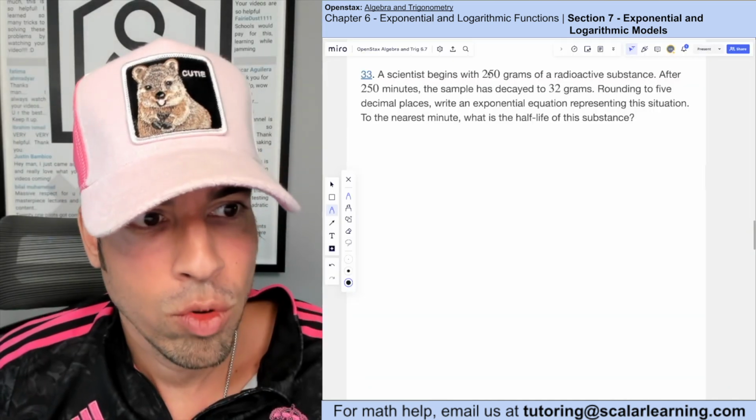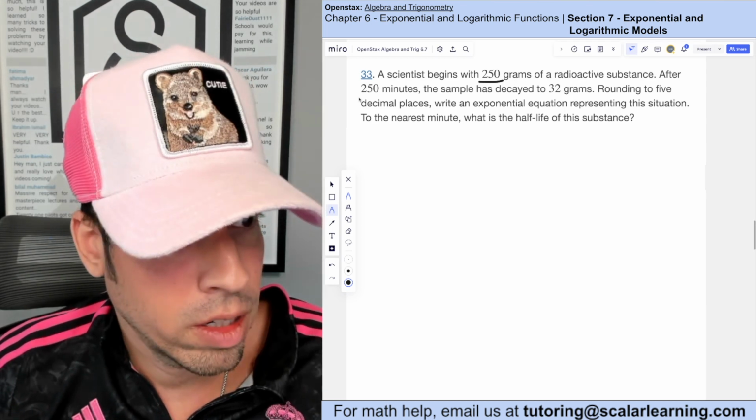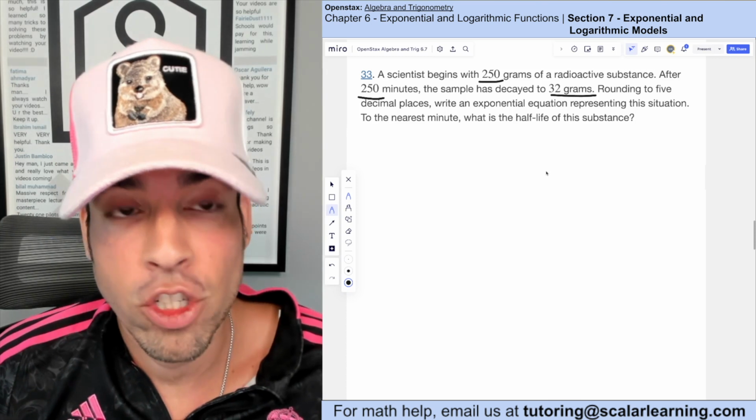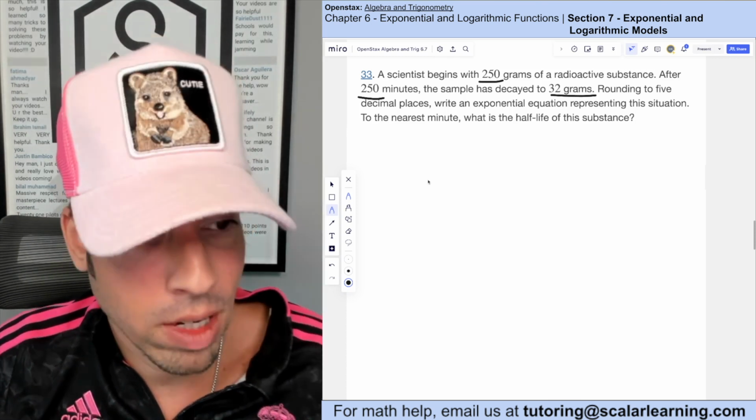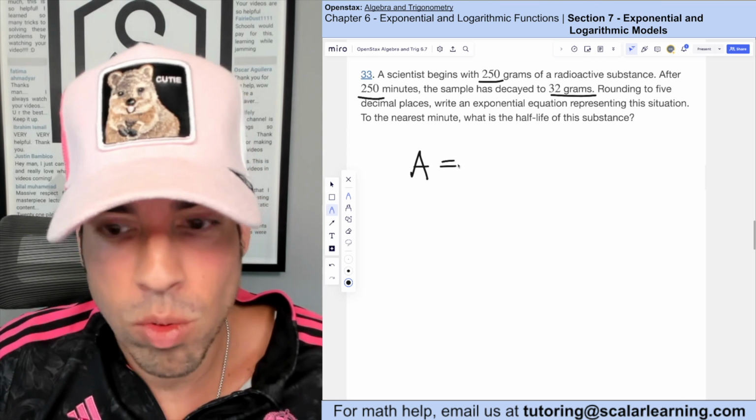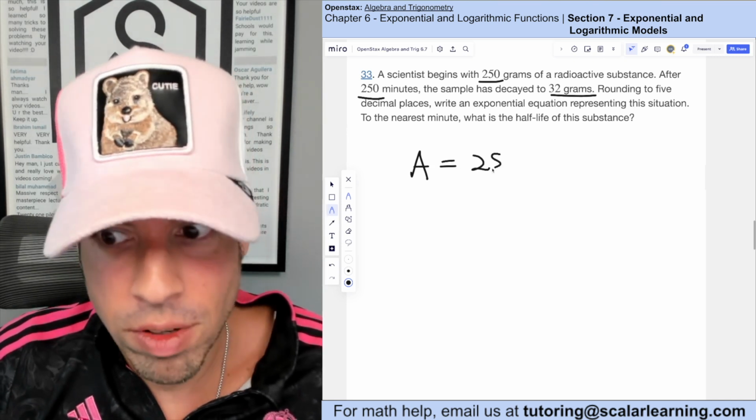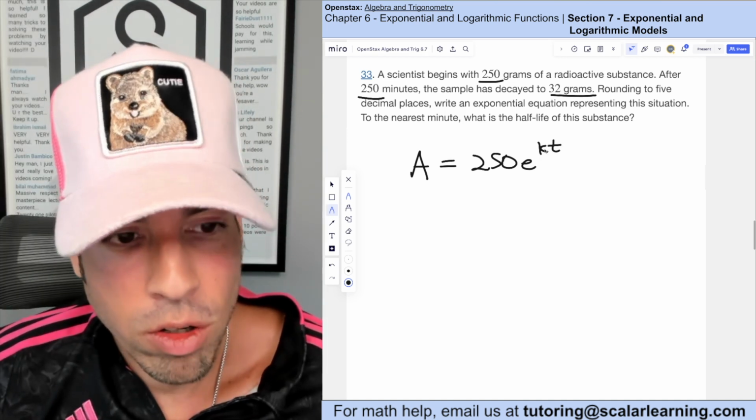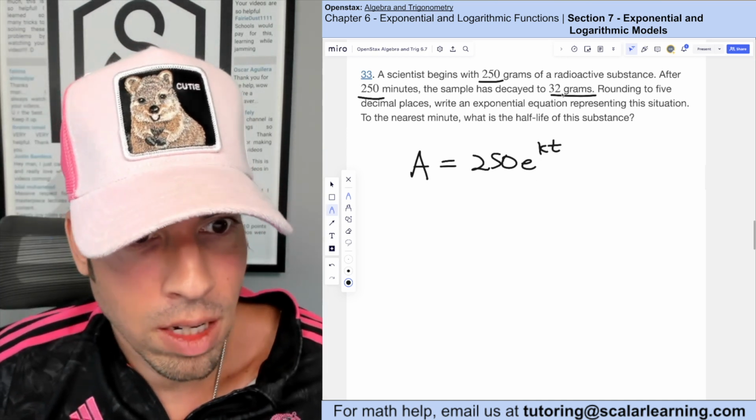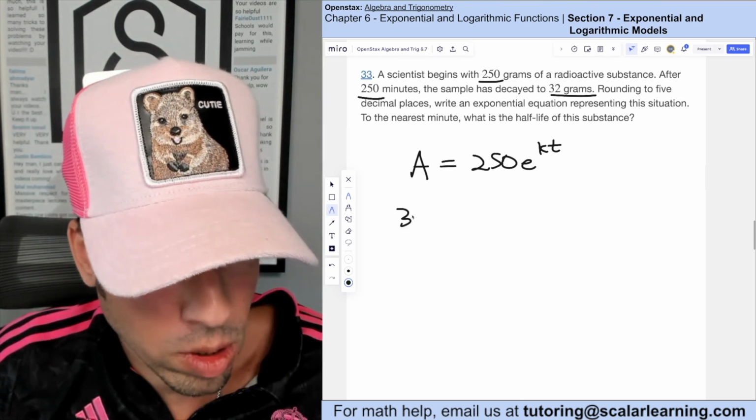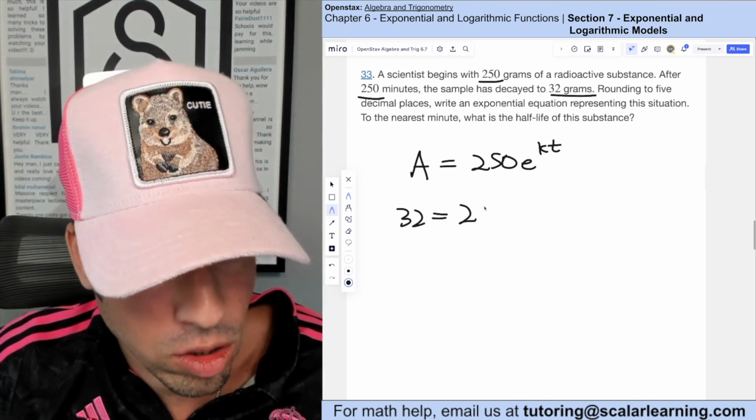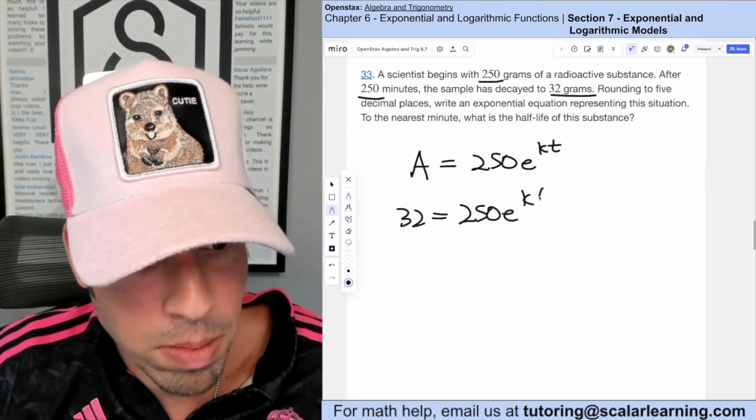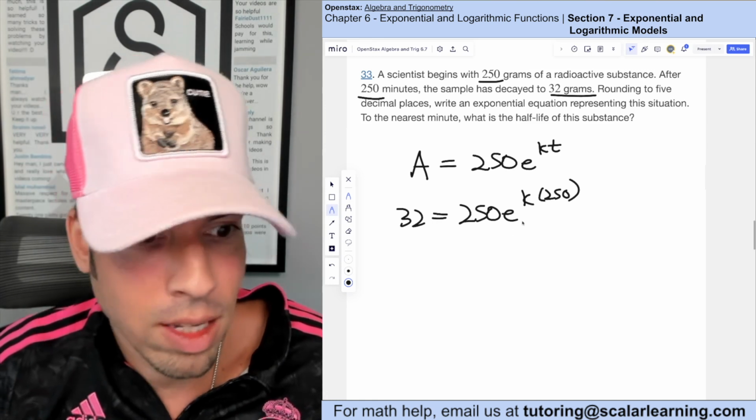Boom, done. So for this question with the 250 grams starting, and then at 250 minutes, we know it's decayed to 32 grams. We can create an equation for this, and we're going to do so using the base of e. So we know that A equals my initial value, which is 250 grams times e to the kt power. Now, the first thing I need to figure out is what is k. And to do that, I'm going to say that 32 is A. So when I know that A is 32 grams, when it's decayed to 32, I know that my time value is 250 minutes. So now I've got enough to solve for k, and then we can have our equation.